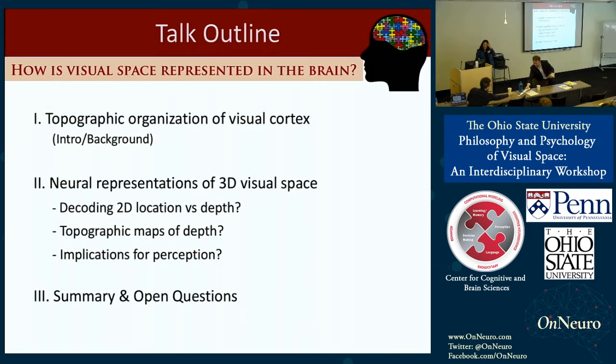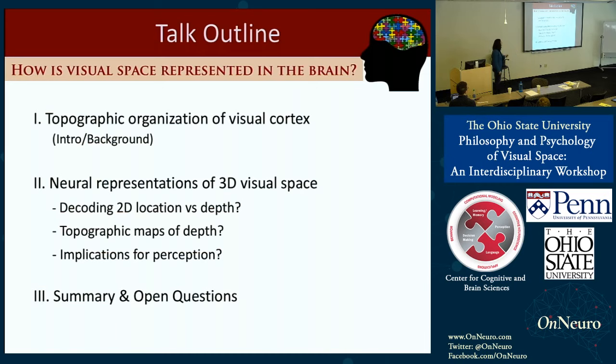Okay, so since we have a bit of a mixed crowd today, I'm going to start off with a little bit of intro and background on just the basic topographic organization of visual cortex. And then the meat of my talk is going to be a series of studies we've been doing in my lab looking at neural representations of 3D visual space.